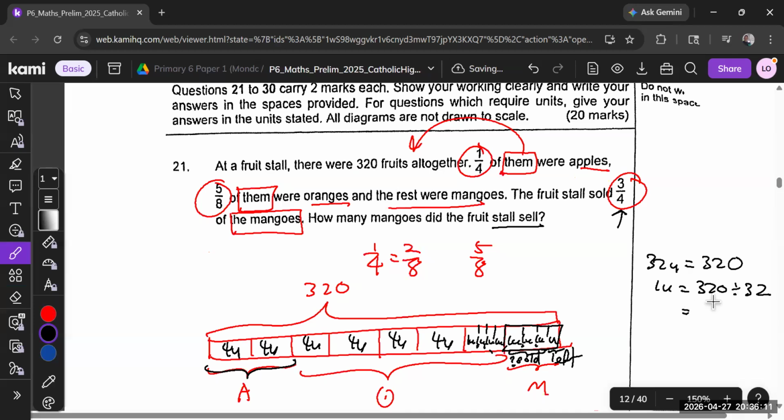Don't cancel the 0. You only cancel the 0 when both numbers have zeros. So this one, don't cancel, cover. 32 divided by 32, 1. Put back the 0 that you cover, 10. So question mark, how many units were sold? 3. 3 units were sold, 30.